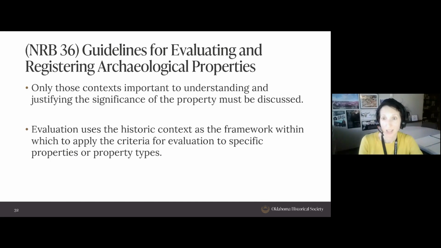Only the contexts that are important to understanding and justifying the significance of the property must be discussed. So there will certainly be many different historic contexts available for comparison to a site. Just like everything earlier in the presentation, all of the parts need to be connected and the connections need to be communicated. So show the historic contexts that are relevant to understanding the importance of a site. The evaluation uses the historic context as the framework within which to apply the criteria for evaluation to a specific property or to property types.